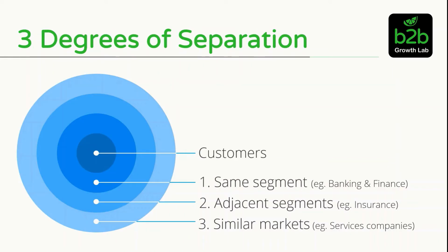If you think of your customers as the absolute epicenter of your sweet spot, then if you think of 3 degrees of separation out from that, the first degree is the same segment. So let's say that your best customers are all in banking and finance. Then the second degree is adjacent segments. So other financial services such as insurance. And then the third one is similar markets. So they might be companies that are services but not necessarily financial services. This is a way to expand your market into adjacent segments without diluting the punch or the sweet spot of your offering.